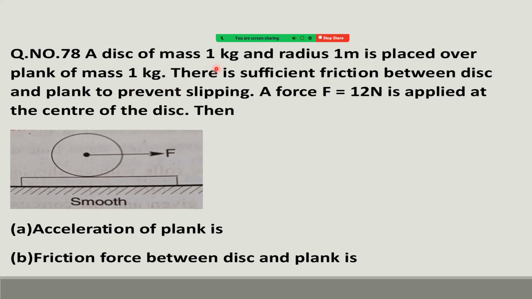A disc of mass 1 kg and radius 1 meter is placed over a plank of mass 1 kg. There is sufficient friction between the disc and the plank to prevent slipping. A force F equal to 12 Newton is applied at the center of the disc. Then find the acceleration of the plank and the friction force between disc and the plank. Let's see how to start.